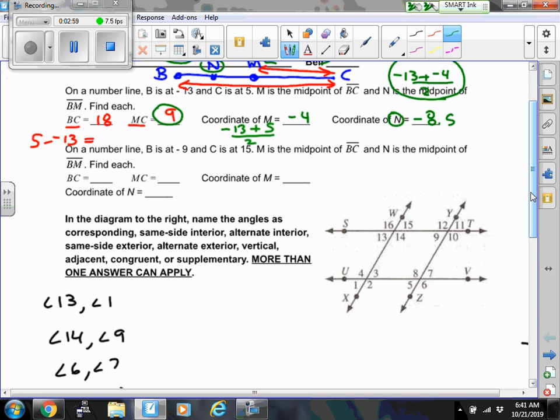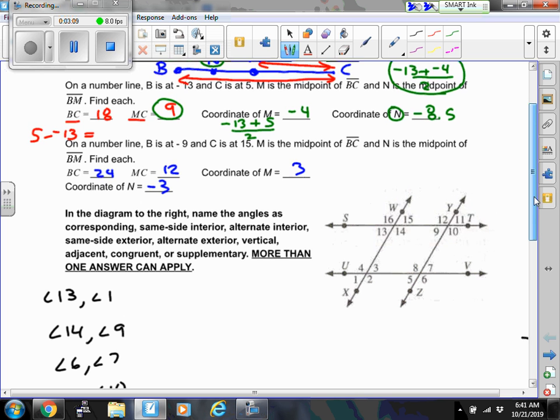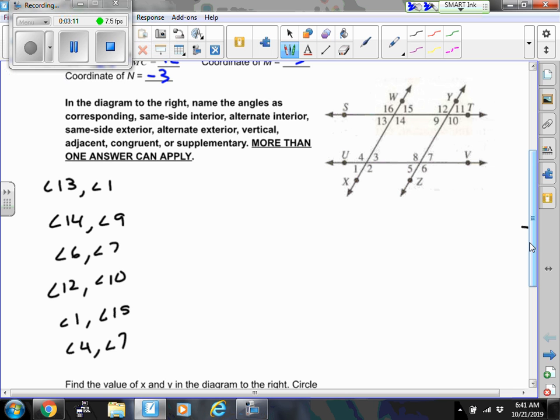Same thing with this next set of questions. The answers I'll provide for you are 24, 12, 3, and negative 3. You can confirm those. All right, the next set of questions, it says more than one answer can apply. You're looking for same side, corresponding, alternate interiors, exteriors, vertical, adjacent, congruent, or supplementary.